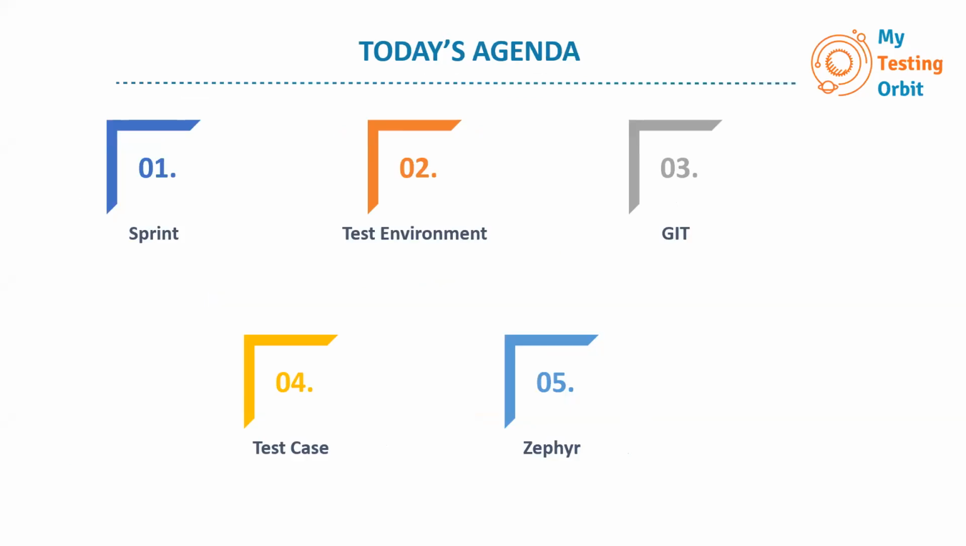Today's agenda will include the sprint. As we did the sprint planning session in our last session, the sprint has now started. So we will review where we are in the current sprint and what the testing activities will be. Then we will go through the considerations for the test environment and how to set it up, then a brief overview of Git, what it is and how we use it, then test cases, how to write them, and at the end I would like to introduce the test case management tool, which is Zephyr.